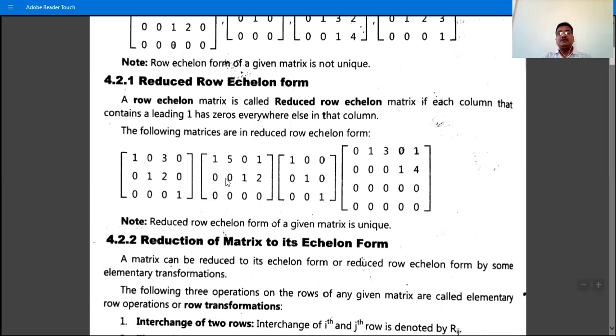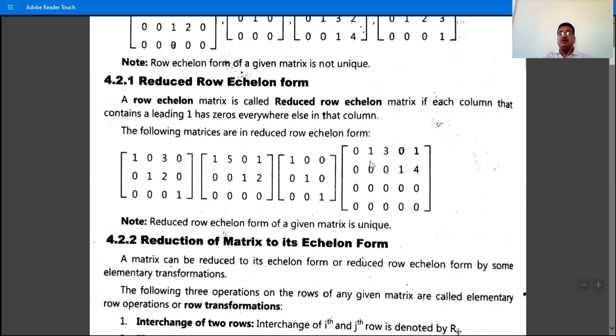In this matrix, column number 1 contains a leading one, and column number 3 contains a leading one, and all the elements other than 1 in the first column are 0. In the third column, all the elements other than 1 are 0. Actually, this is not a leading one. These two are the only leading ones. So this matrix is the identity matrix. We know this is I3, the identity matrix of order 3. This is also in reduced row echelon form. So the identity matrix is an example of reduced row echelon form. Every identity matrix is in reduced row echelon form.